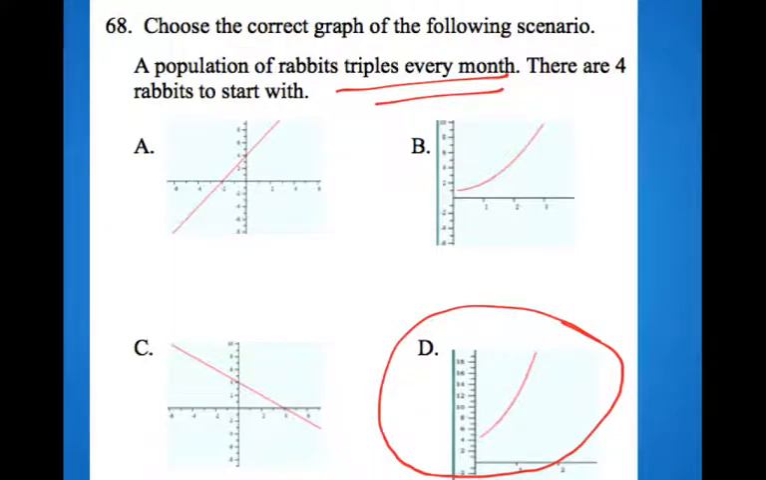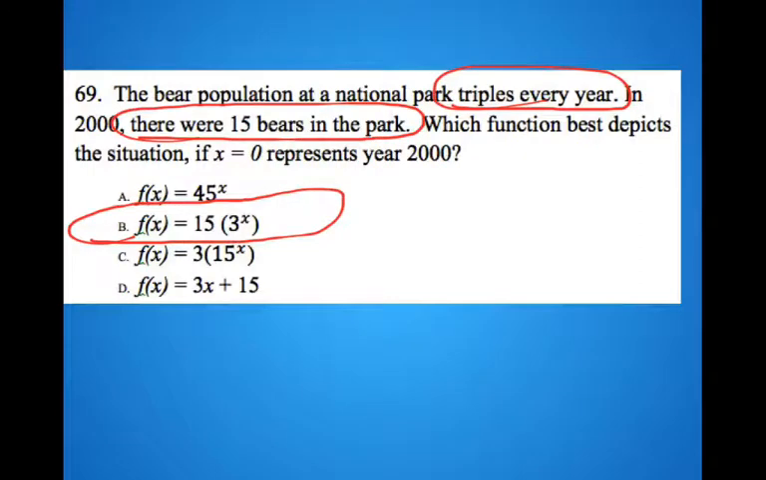Anything that triples is exponential growth, so you should be looking for a graph that grows exponentially and that starts with 4, so D. This one triples, so we know it's an exponential function. We can see that that would be a 3, and then it has to start off with 15. So B is the correct function.